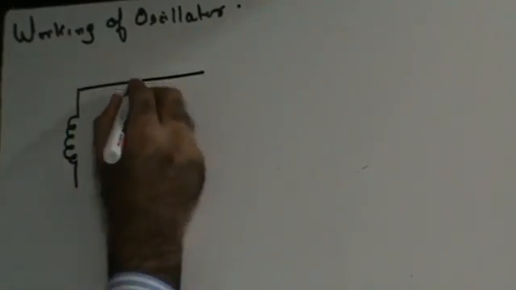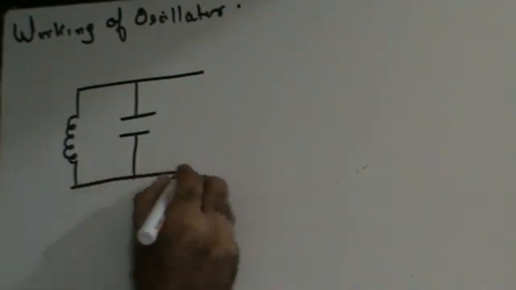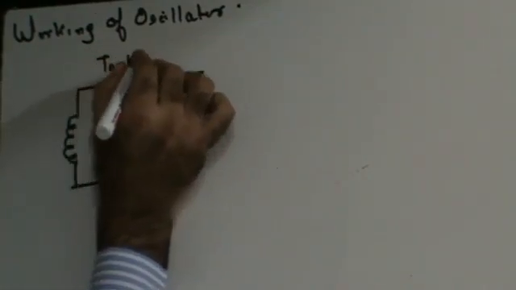Let's draw an oscillator circuit first. Now an oscillator circuit consists of an inductor and capacitor connected in parallel. An inductor and a capacitor connected in parallel is called a tank circuit. So this is my tank circuit.